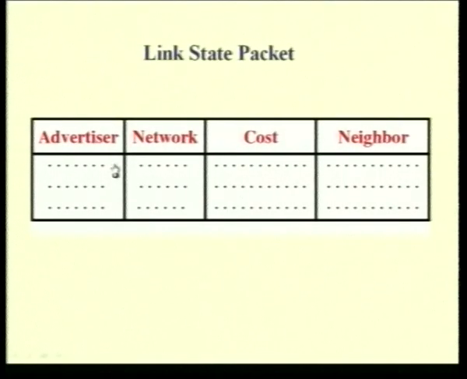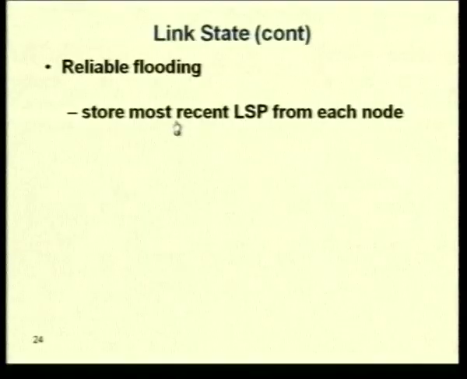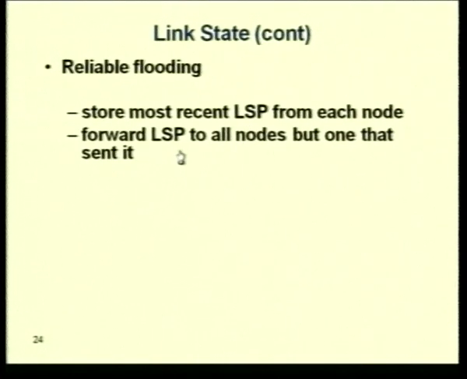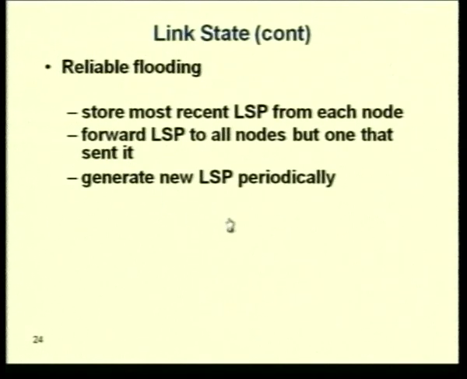So the link state packet will look like this. You have the advertiser, which gives the link state's ID, followed by network, cost and the neighbor. Okay, this is what the link state packet would look like. And we said the link state packet is sent to all the other neighbors by means of what is called reliable flooding. Now what do we mean by reliable flooding? You store the most recent LSP from each node and you forward the LSP to all the nodes but the one that sent it. You generate the new LSP periodically.